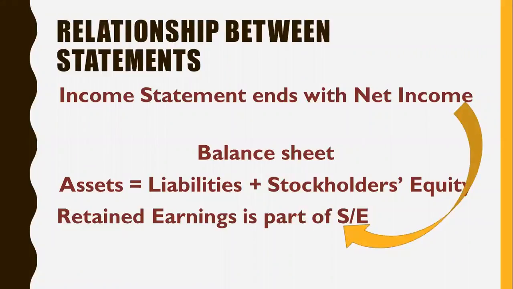And so you always have to start with the income statement, and then we're going to take the net income from the income statement, add it to retained earnings, which is part of stockholders' equity. And if you don't do it in that order, your balance sheet won't balance.